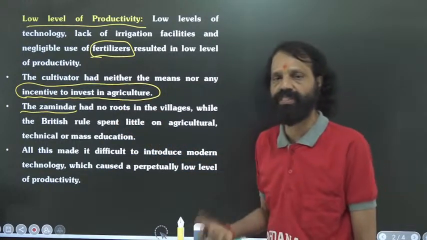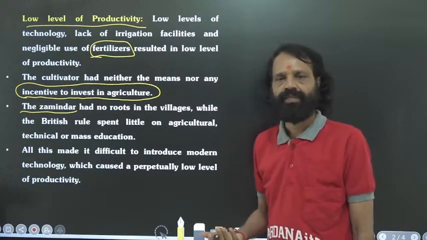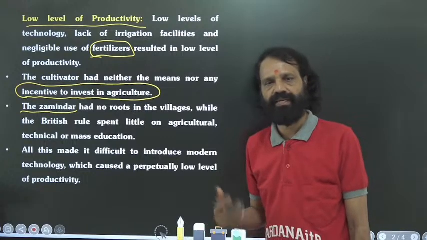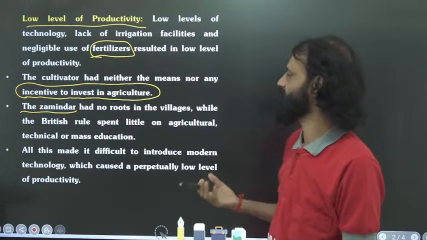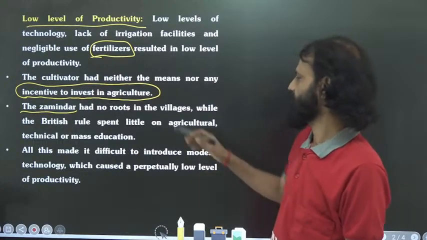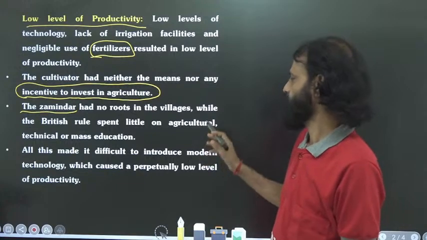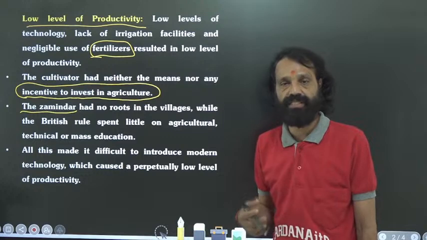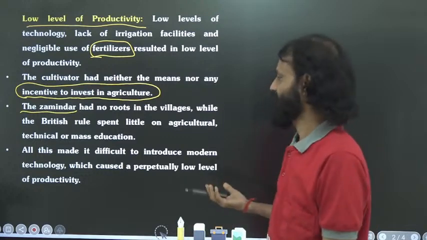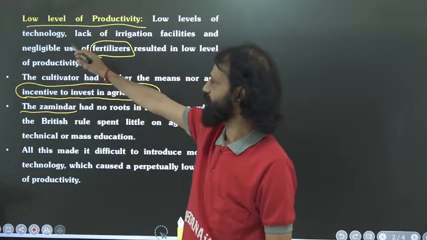They had no roots in the villages, which means they were not from the villages and were living in the cities. After that they were just controlling the farmers, while the British rule spent little on agricultural, technical or mass education. Another thing is that the Britishers didn't promote technical education, which we have already studied here.